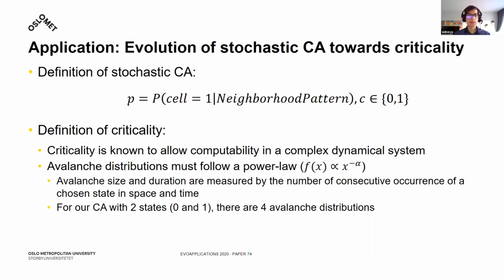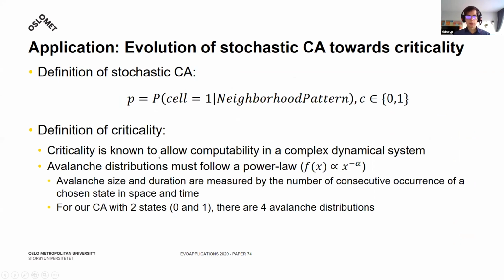Okay, and here is an example of an application using the EvoDynamic framework. The stochastic CA is defined by this equation, where P is the probability of a cell being equal to 1 when given a neighborhood pattern, and the states are just 0 and 1.